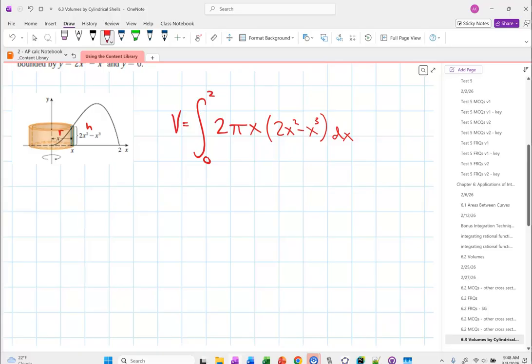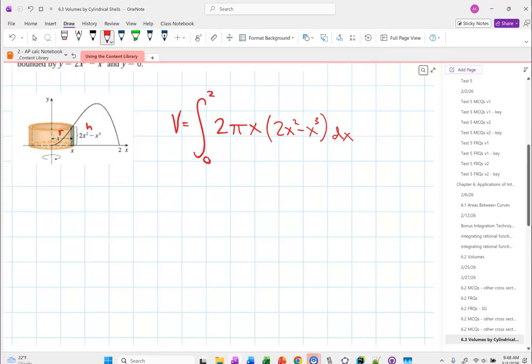Now, real talk, there's no situation where I would use a disk where a shell would be better. They would be the same level of difficulty. Usually disks are easier to see than the shell. I would just do a disk every single time if I'm doing a disk problem.